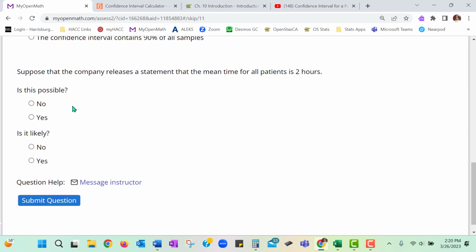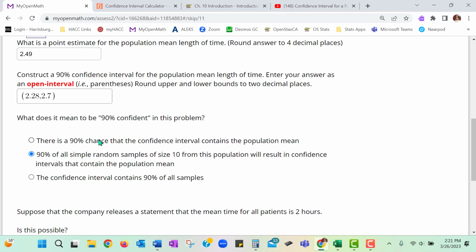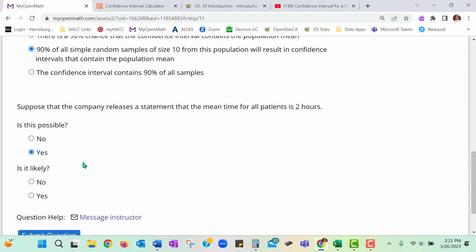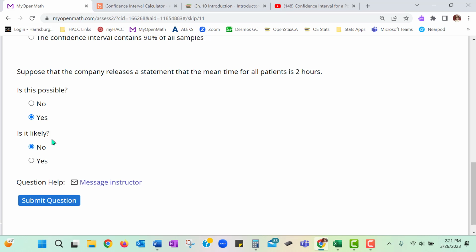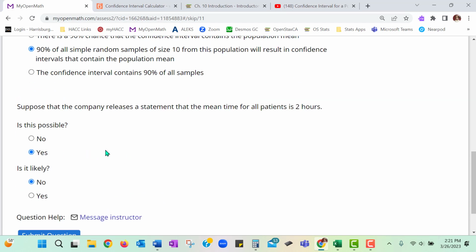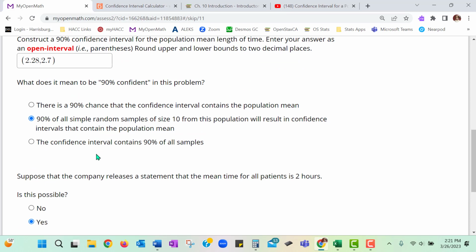Okay, suppose that the company releases a statement that the mean time for all patients is 2 hours. Is this possible? So yes, it's possible that the true mean is 2, which would be outside of our interval. That is possible. Is it likely? Well, since 2 is outside of our interval, no, it's not likely. And, as is often the case, my open math doesn't always specify what likely is. And so we're just going to go with 10% as being unlikely.